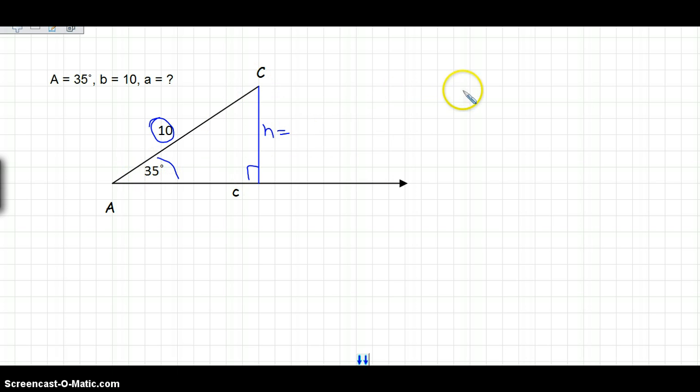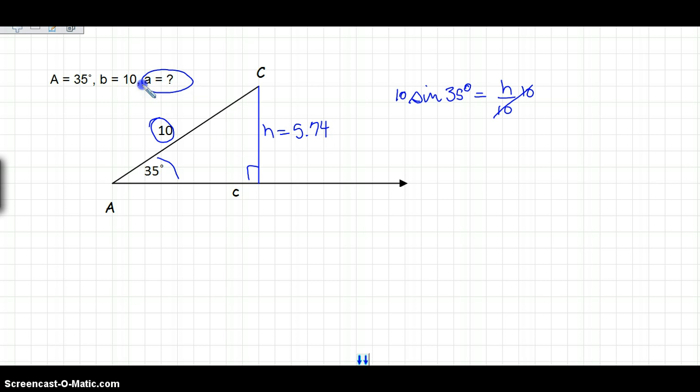How am I going to do that? I'm going to set up a sine ratio. I'm going to say the sine of 35 degrees is equal to h over 10. And when I solve for h by multiplying both sides of this equation by 10, I get an answer of 5.74.